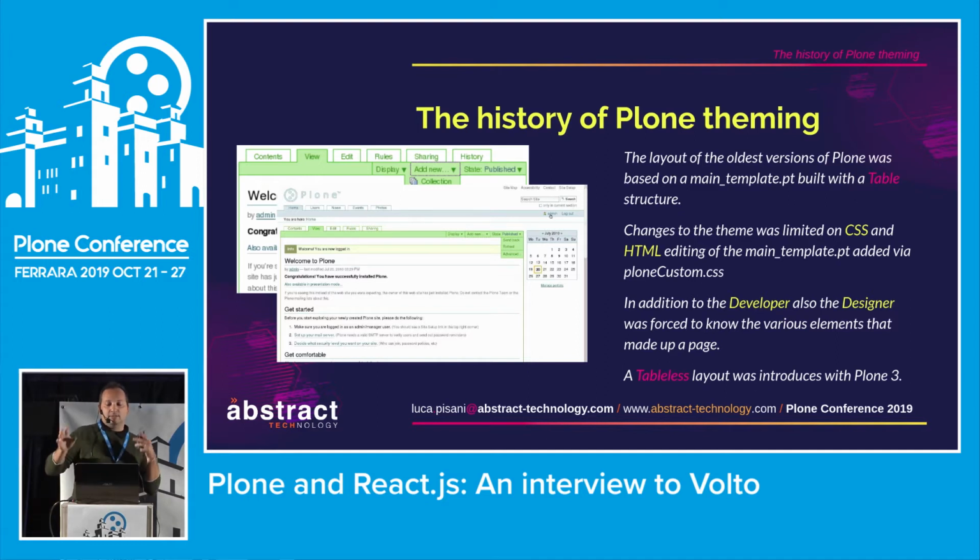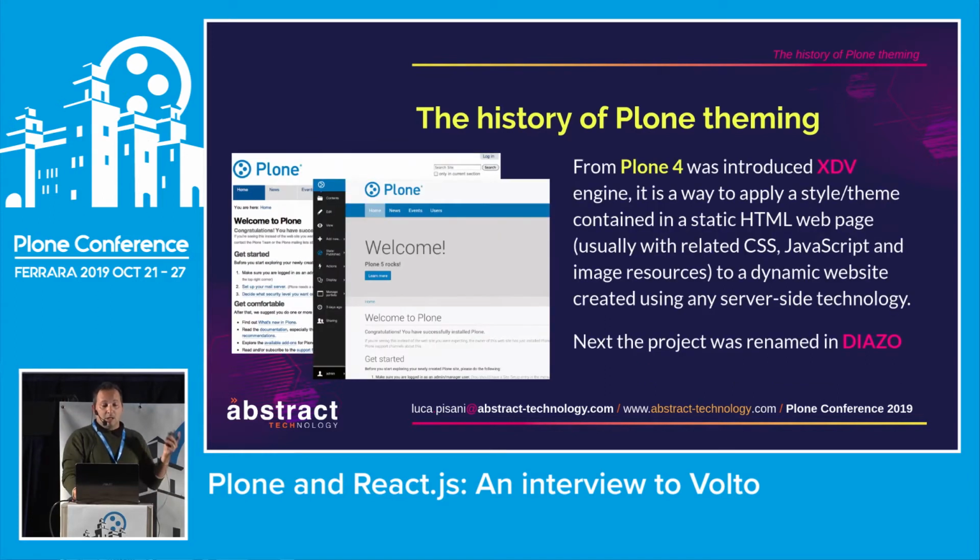The main difference in the customization of the theme with Plone 3 is the introduction of a tableless layout. With a fluid layout, the designer can move the structure of the columns and position them in the structure.